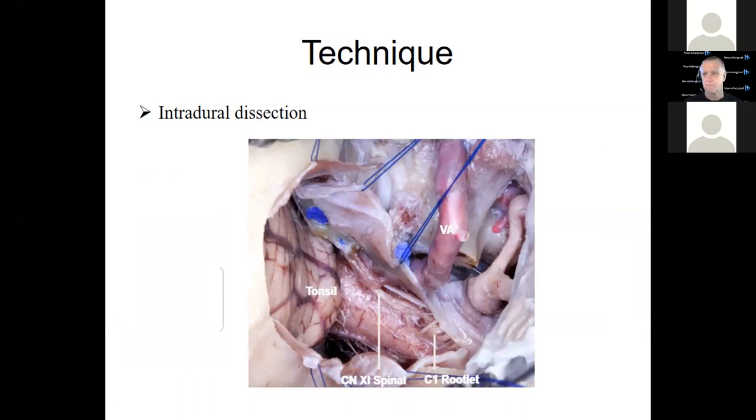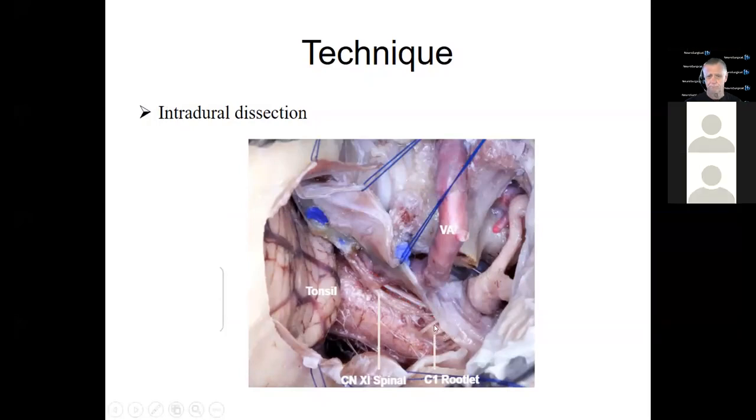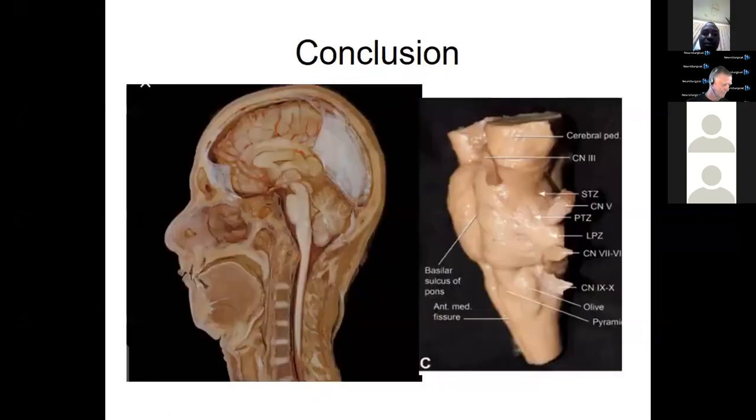After the dural incision, we have the intradural dissection with the adequate exposure of the different structures and the location of the landmarks, being the medullary olive and the C1 rootlets here. And with further exposure, we can visualize the cerebellomedullary fissure laterally, and the structures of the cerebellomedullary fissure, or extend more depending on the location of the tumor.